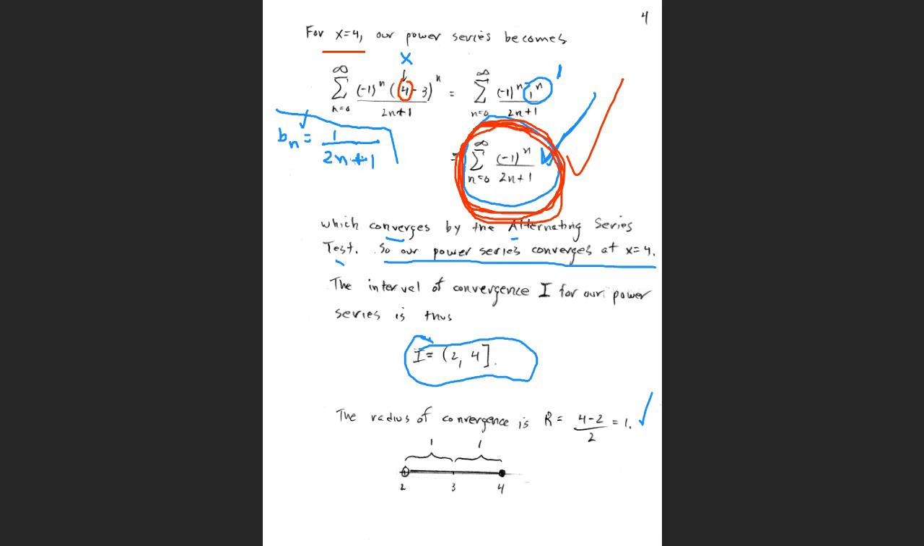And because that alternating series converges, that means our power series has to converge at x equals 4, which is why we include x equals 4 in the interval. That's the purpose of this closed bracket here, to say that 4 is included as one of the x values where our power series converges.